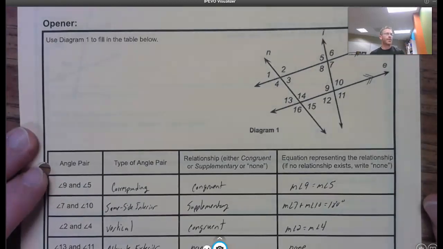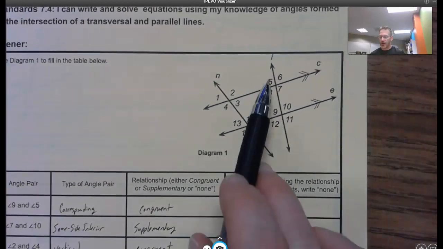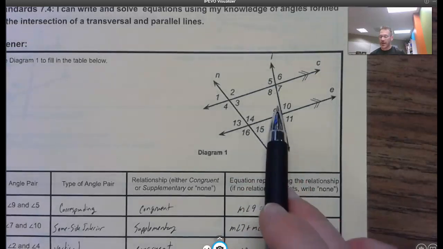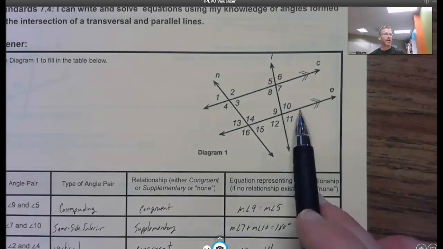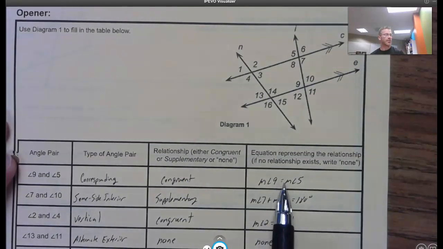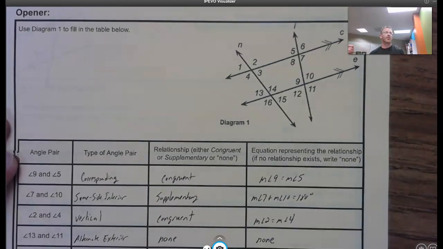All right, so let's go through each pair and see how you did. Let's look at 9 and 5. 9 and 5 are definitely corresponding angles. Because 9 and 5 are corresponding angles and both are touching our parallel lines, the corresponding angles are congruent, which means the measure of angle 9 is equal to the measure of angle 5. Remember, the relationship part is dependent upon whether we have parallel lines for our corresponding, alternate interior, alternate exterior, same side interior, and same side exterior. If they're not on the parallel lines, then there's no relationship. We know what type they are, but there's not a relationship.